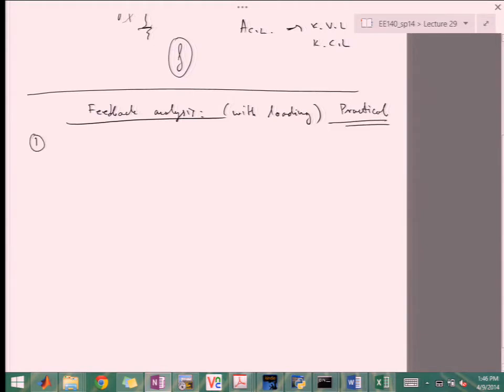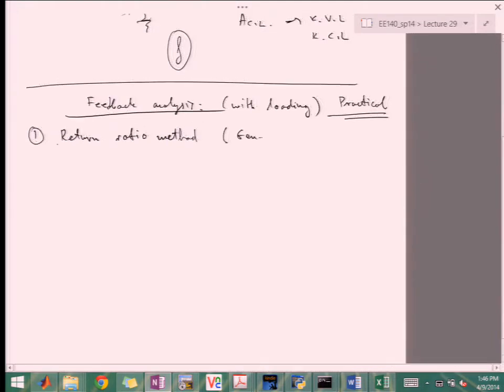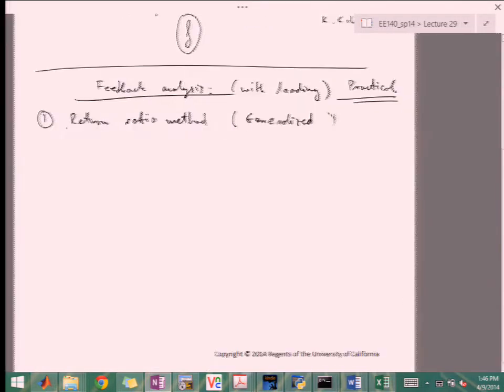The first method, which is what we're going to start today and work out in the next lecture, is the return ratio method. In particular, we're going to focus on the generalized version, not the asymptotic version, because this one is actually exact.